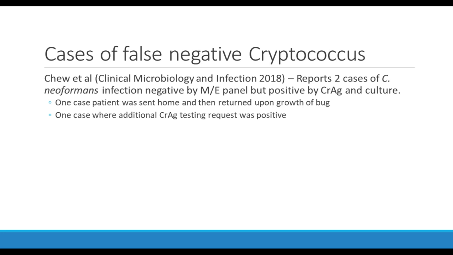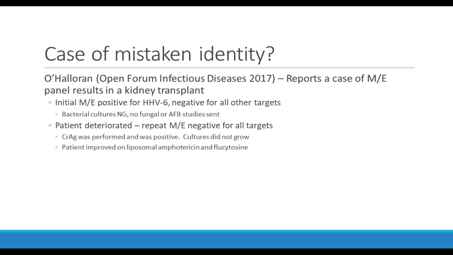So, in 2018, Chu et al. described 2 cases of Cryptococcus neoformans that were negative by the ME panel, but positive by cryptococcal antigen and culture. In one instance, the patient was actually sent home and had to return upon growth of the organism. In the other case, the physician taking care of the patient requested additional testing, one of which was cryptococcal antigen, which was positive. And so there really was no change in the management of that patient.